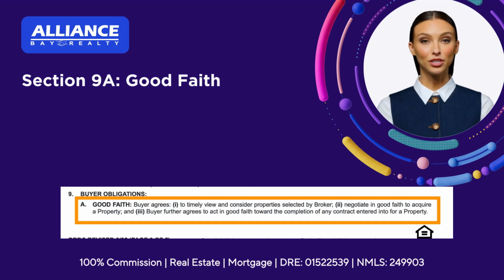Section 9A, good faith. What it means. The buyer agrees to: 1. Timely view and consider properties selected by the broker. 2. Negotiate in good faith to acquire a property. 3. Act in good faith toward completing any contract they enter into. This doesn't force the buyer to buy a home they don't want. It simply requires the buyer to participate honestly, view homes, communicate, and negotiate sincerely if they decide to move forward.